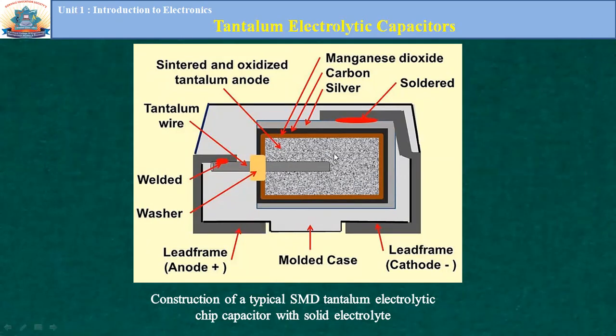Within this, we see the tantalum mixture that is sintered and oxidized tantalum anode. So this is basically the anode, completely, and it is connected to the external contact. This is the anode contact, and this is the negative contact. The thickness of this layer forms the capacitor, and this thickness is going to determine the particular capacitance. So this was the structure of the chip type tantalum capacitor.